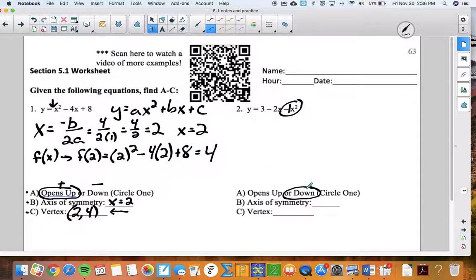Let's try that over here. We already know it opens down. The axis of symmetry is going to be the opposite of b over 2a. Now this one's not in standard form, which is kind of mean. So b, I guess, still is the middle term here, and the opposite of negative 2 is positive 2. And then we'll have 2 times our a term, or our leading coefficient, which is negative 1. So we get 2 over negative 2, which equals negative 1. So my axis of symmetry is a vertical line through negative 1.